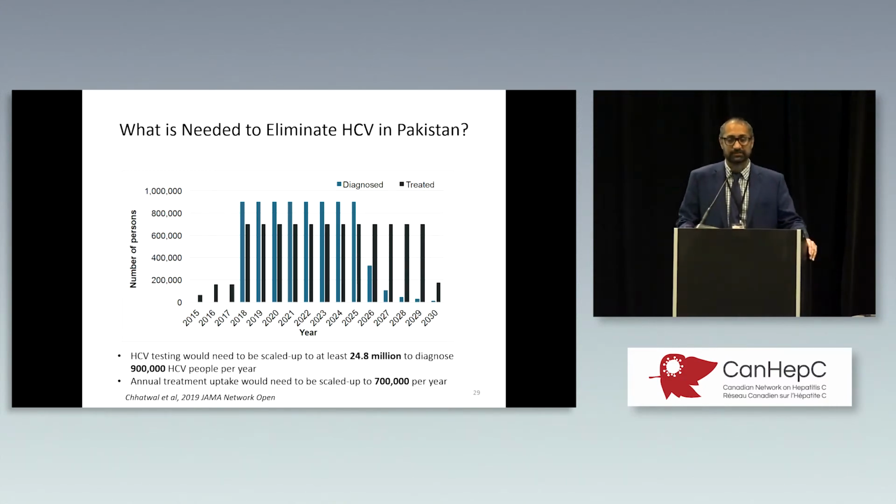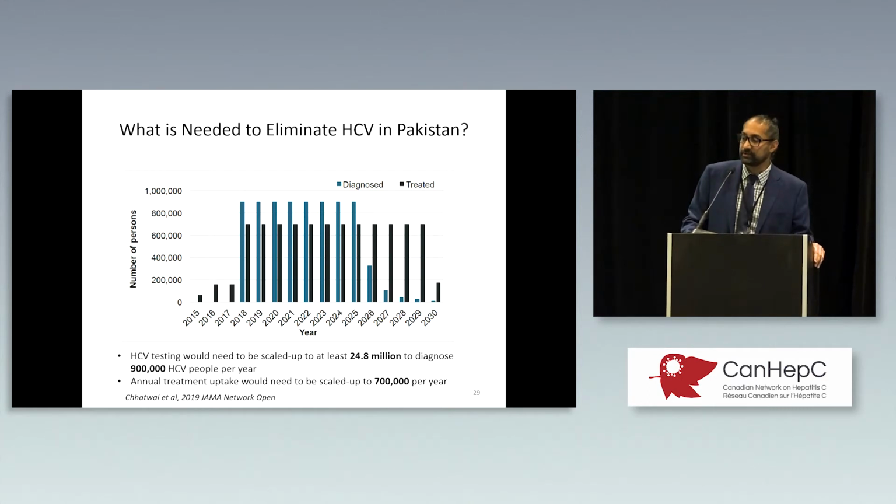So we published a study this week, and Naveed Janjua was also a co-author on this, who has been working with Pakistan. We looked at what it would take to eliminate hepatitis C in Pakistan. This shows that we need to diagnose at least 900,000 people per year, which means we would have to screen close to 25 million people every year in Pakistan. And we have to treat approximately 700,000 people every year to eliminate hepatitis C by 2030. So these numbers provide a guidepost to policymakers on what needs to be done.